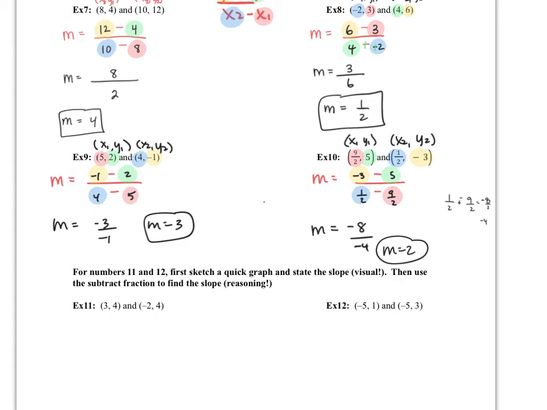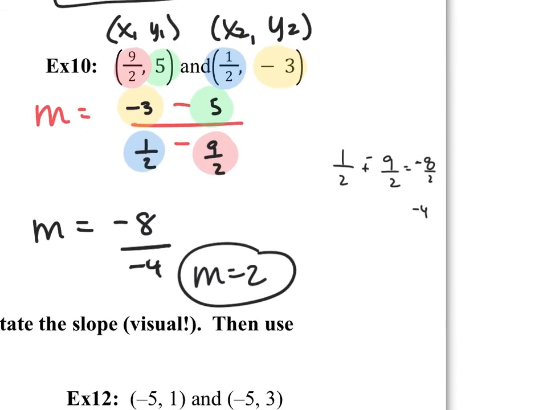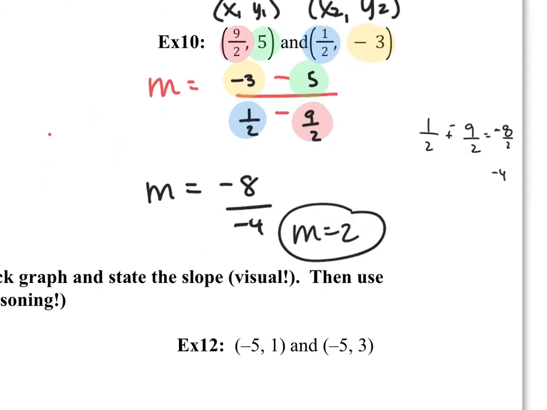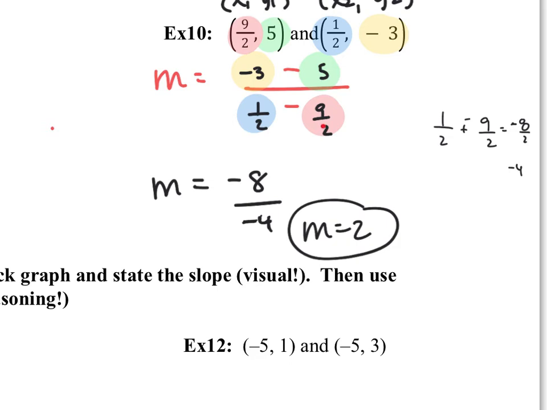On example 10, I did -3 minus 5, which was -8, and then on the bottom I did 1/2 minus 9/2. And I ended up doing that over here, and 1/2 minus 9/2, I have a common denominator. 1 minus 9, or 1 plus -9, was -8, and then divided by 2 is -4. So those fractions actually came out to 1/2 minus 9/2 was -4. -8 divided by -4 is +2.